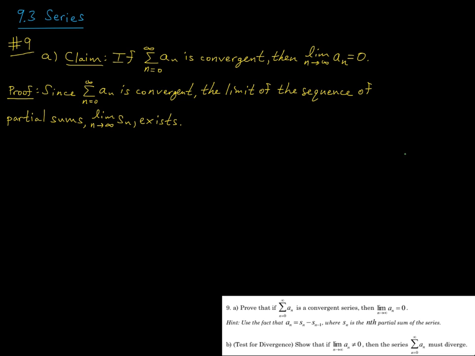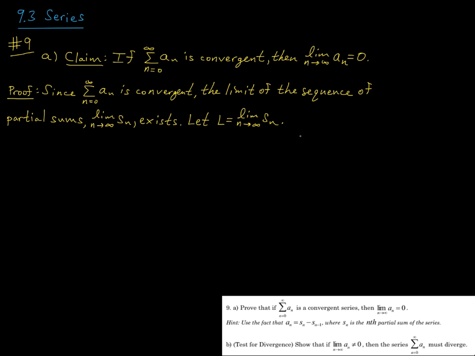Okay, so to start, first going to write out the claim that we're seeking to prove. It says that if the sum of a sub n, as n goes from 0 to infinity, is convergent, then our job is to show that a sub n approaches 0 as we let n approach infinity. So to start the proof, since we're assuming this series converges, then by definition that's saying that the limit of the sequence of partial sums, so this limit here of s sub n as n approaches infinity, exists.